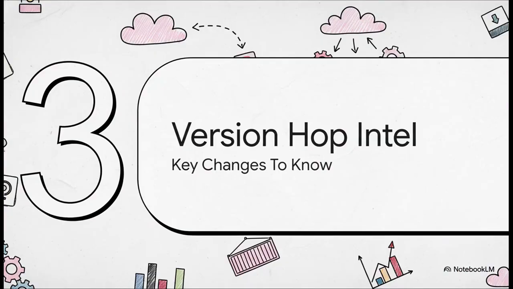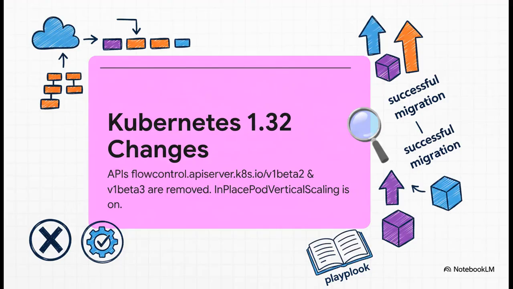Of course, it's not quite that simple. Each version comes with its own little package of changes. So let's do a quick intel briefing on the key things you really need to be watching out for at each stop along the way. So jumping to 1.32, the big headline is API removals, specifically the v1beta2 and v1beta3 versions of the Flow Control API are gone. That means you've got to check your manifests, your controllers, anything that talks to the API to make sure you're not calling those old versions. On the plus side, in-place pod vertical scaling is now on by default, which is pretty cool for resource allocation.